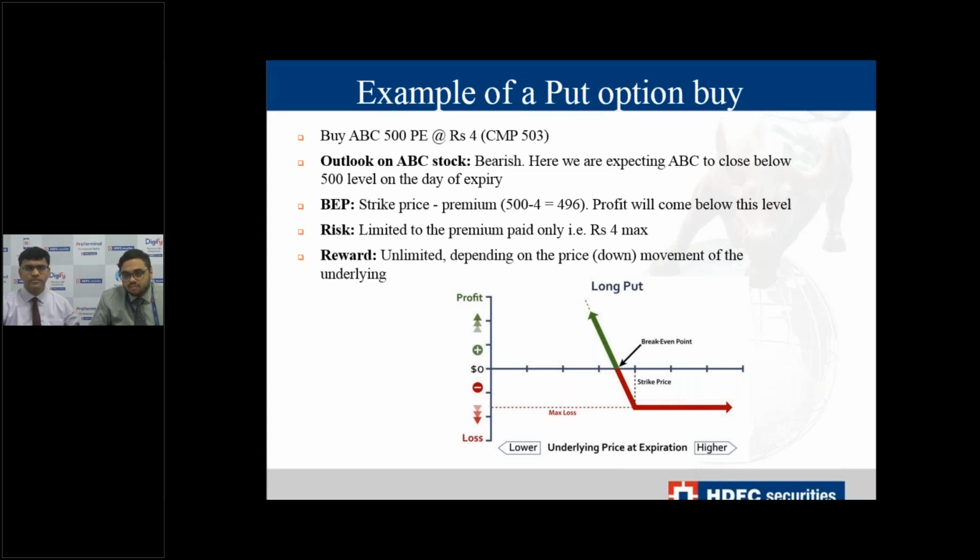So profit will come below this level. We have to understand profit will come below this level. Risk is limited to only 4 rupees and profit is unlimited. So if in the same expiry it goes down by 10%, 20%, you will get that much profit in your kitty. So unlimited profit, limited loss.